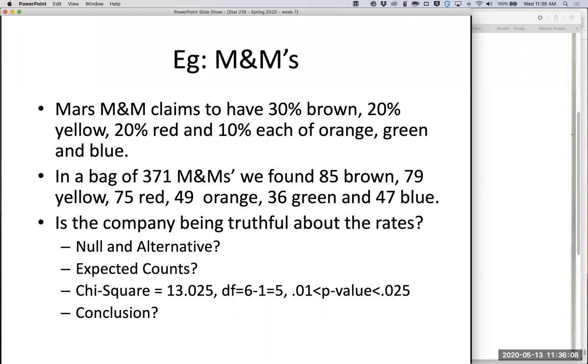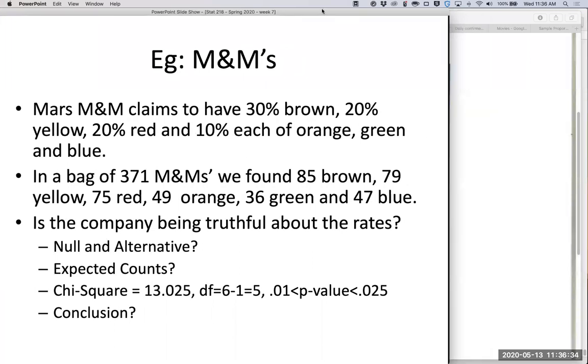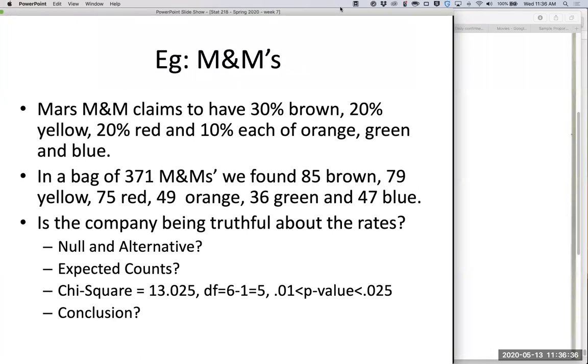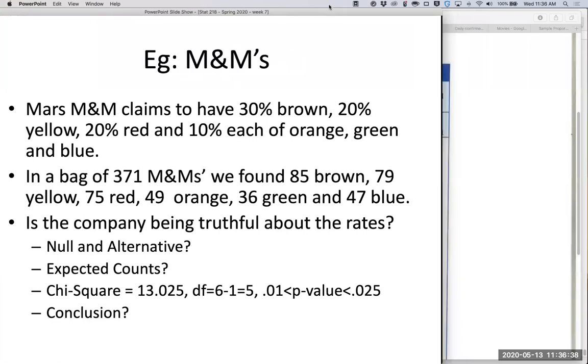Lastly, M&Ms, the last example. Mars M&Ms, they claim to have 30% brown, 20% yellow, 20% red, 10% each orange, green, and blue. In a bag of M&Ms, I found 85 brown, 79 yellow, 75 red, 49 orange, 49 green, and 47 blue. Was the company lying to me, or were they telling me the truth about the number of each variety? Let's see what we get.